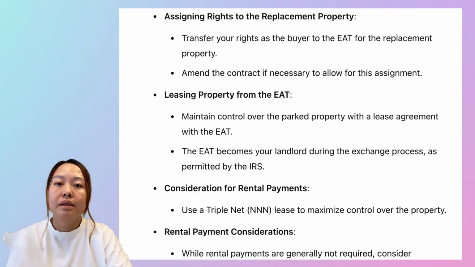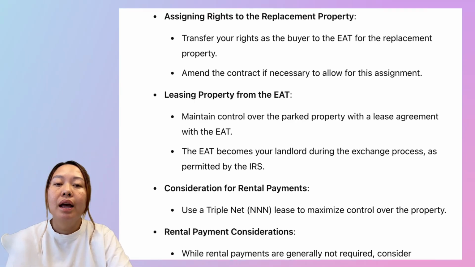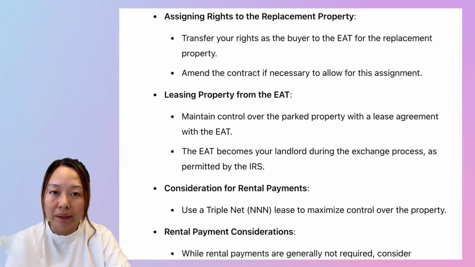The next step is about leasing property from the EAT. Regardless of which property is being bought, it's important to maintain control over it. Therefore, you will need a lease agreement with the EAT. This lease ensures access to the property during the exchange process, with the IRS permitting this agreement. Basically, the EAT becomes your landlord. As a tip, consider using a triple net lease to maximize your control over the property.